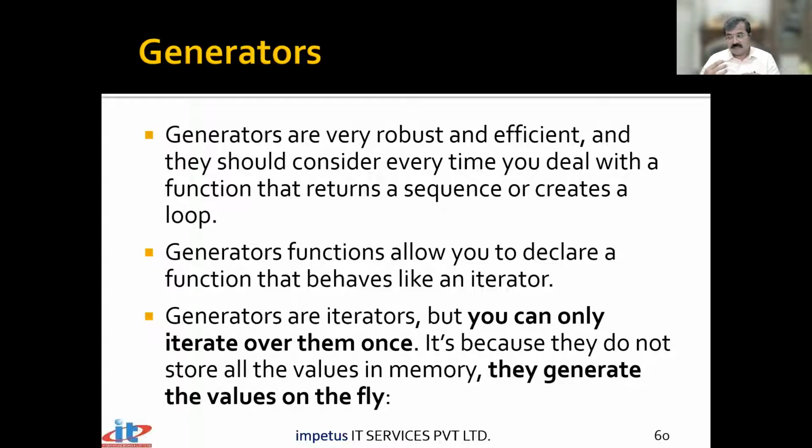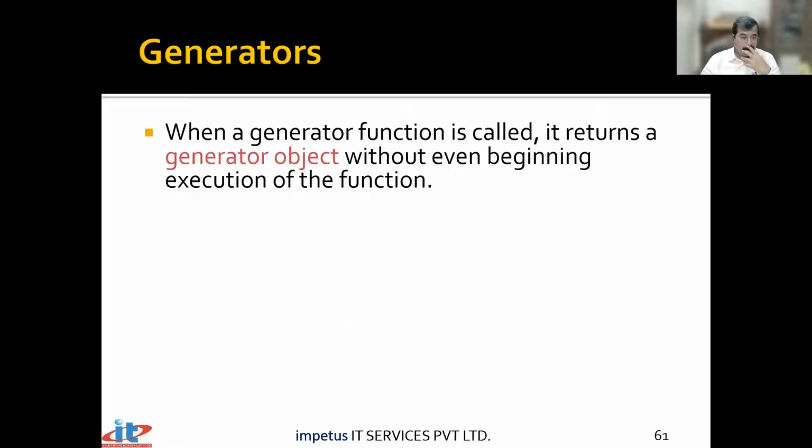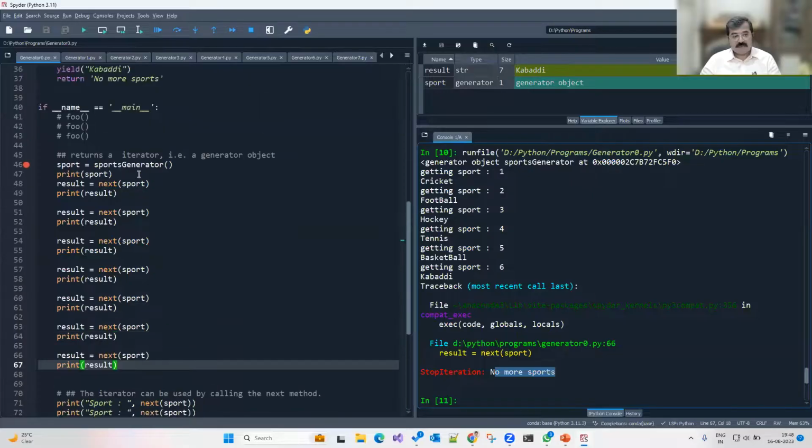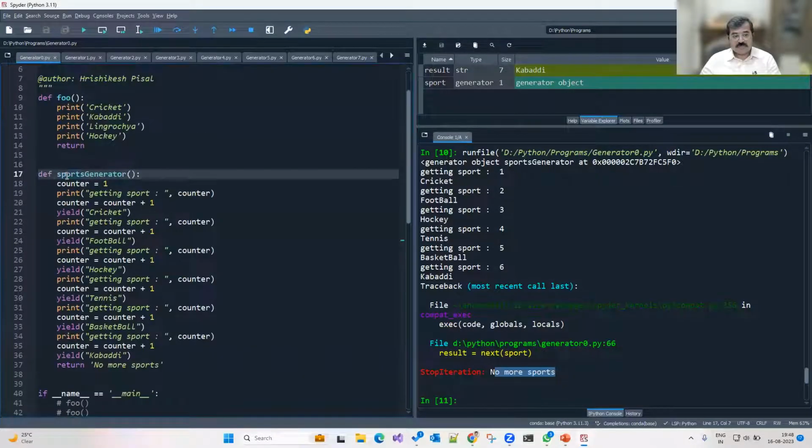These are very special. Even if I want to return 5 values over a period of time, instead of creating a list, appending each value to that list and then returning the list, you could just yield the value whenever you would like to. When a generator function is called, it returns a generator object, as we saw, without even beginning execution of the function. The first time we gave a call to this function on line number 46, we expected the function control to reach over here, but that did not happen.